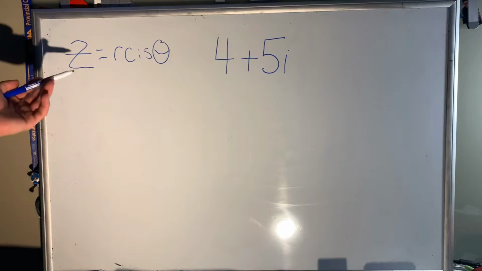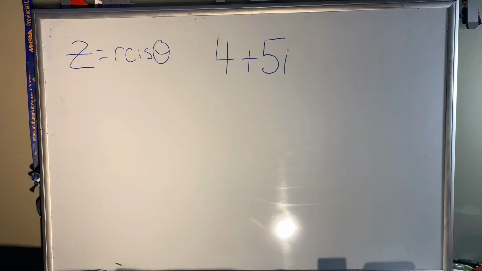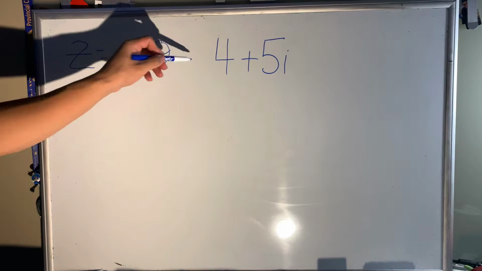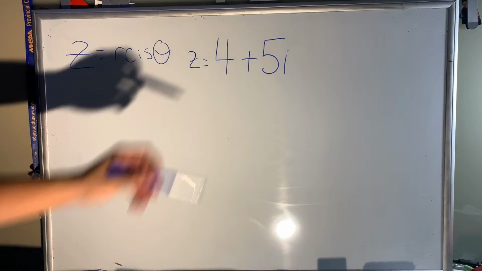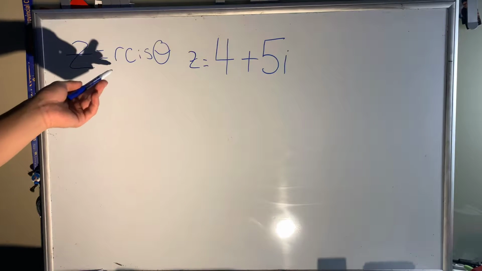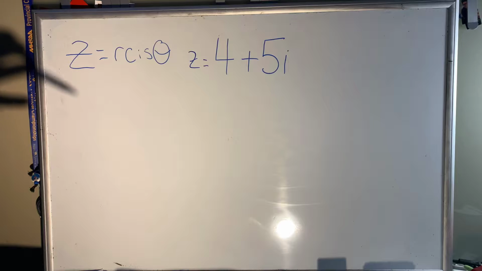Now that we know r cis theta, I have a question for you. So we have 4 plus 5i. This is a complex number. I want to find the polar form of this complex number. We need to get it into this form as the end result. So we have to find out how.